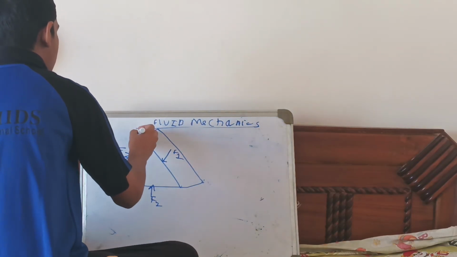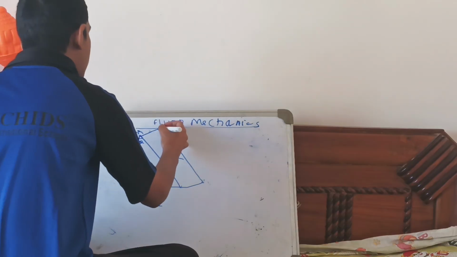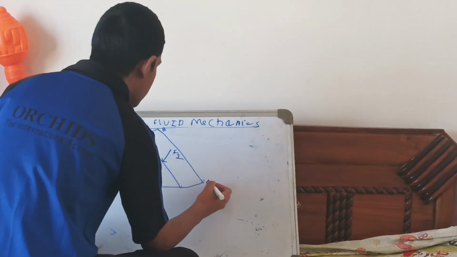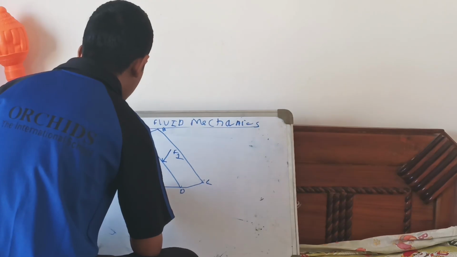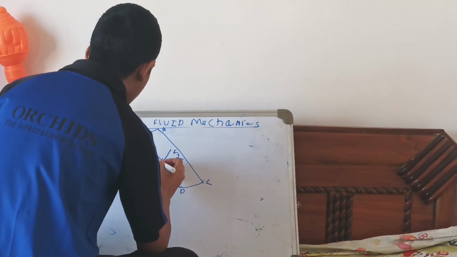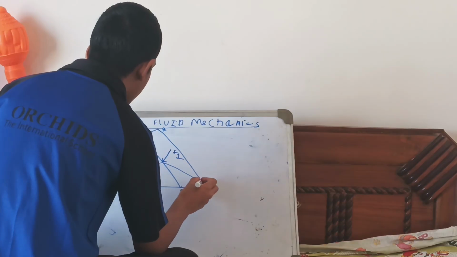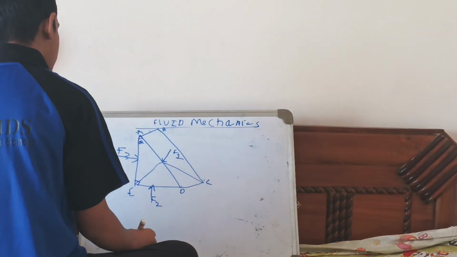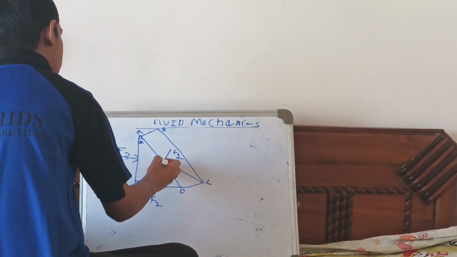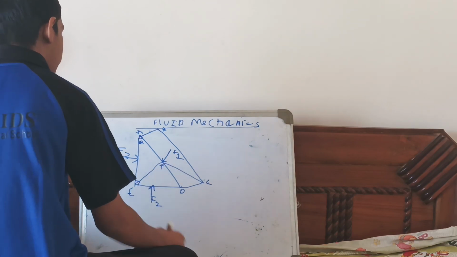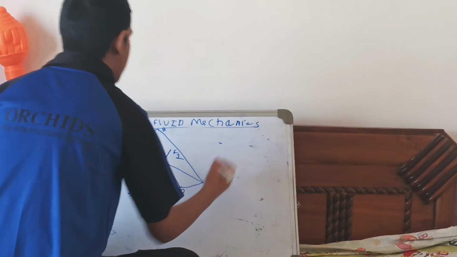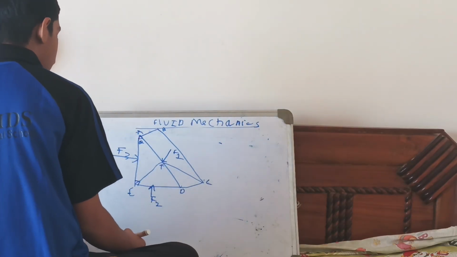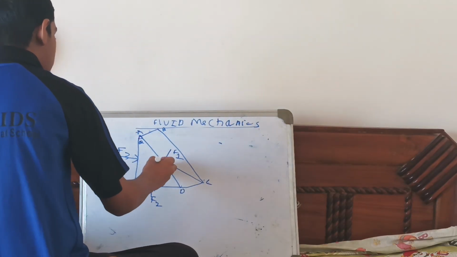I will write these points as A, B, C, D, E, and here also there, G, F. F is that point.